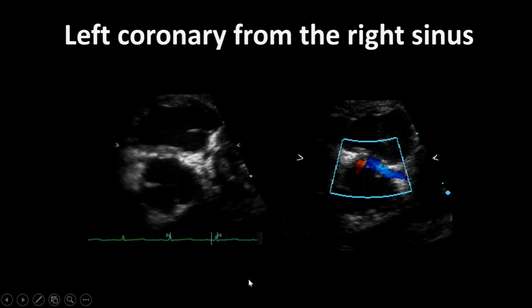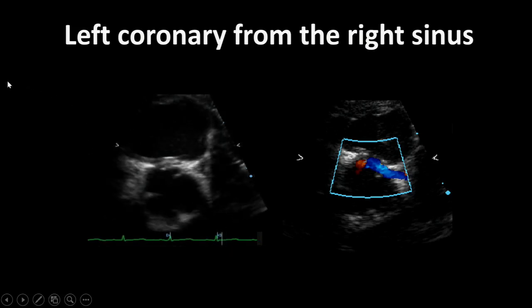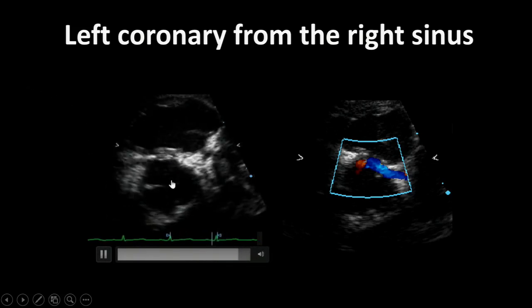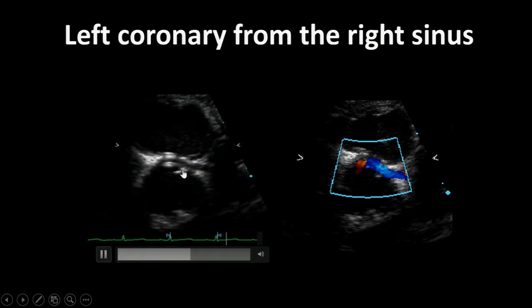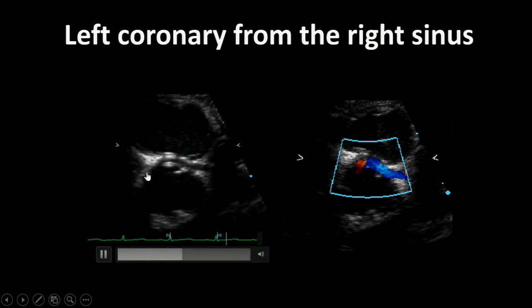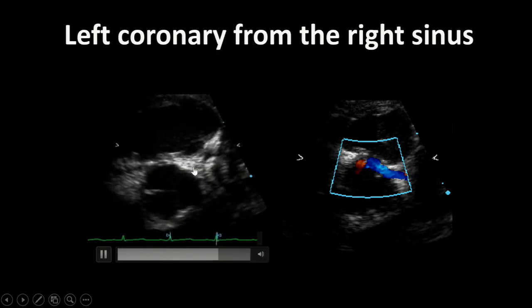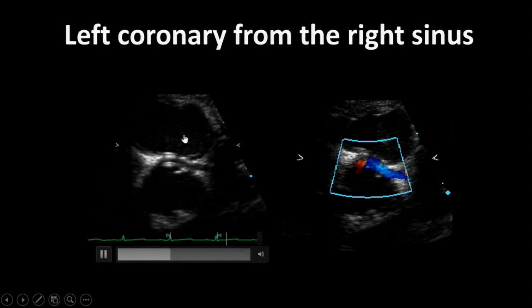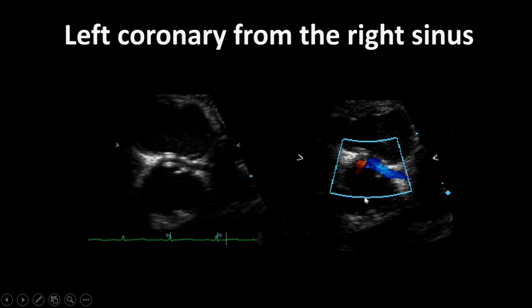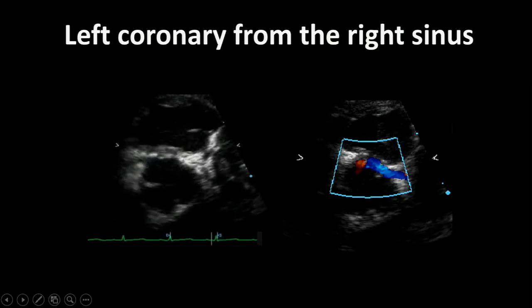Left coronary artery from the right sinus. Here we've got a moving picture. This is the aortic valve in cross-section. The intercoronary commissure is located over here. So this is the right sinus. This is the left sinus. You can see as it scrolls through, you have a normal right coronary artery. The left coronary artery is coming off, going between the pulmonary root and the aortic root, and coming up and originating from the right sinus here. And you can see that confirmed with color Doppler.